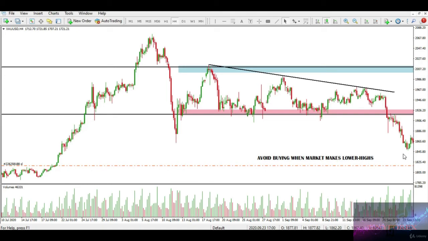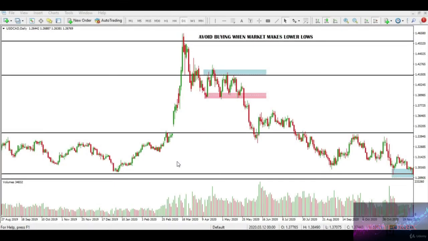Now let us study one more example on daily charts as well. Here we're looking at the US dollar and Canadian dollar chart. Once again, we are studying the same guideline. Here we are able to plot our support and resistance zones once the first leg of sideways price movement ended. Once again, notice the lower highs in this price range signaling the selling strength.